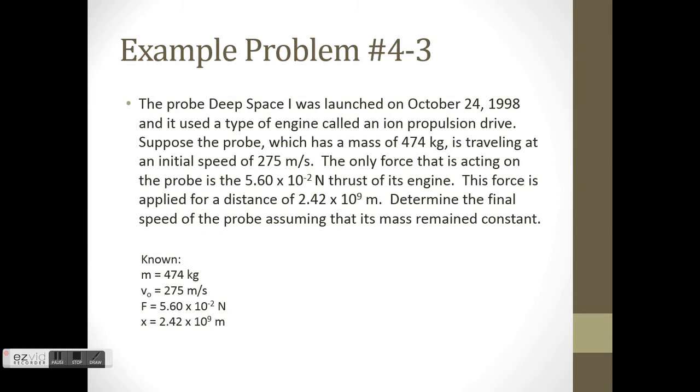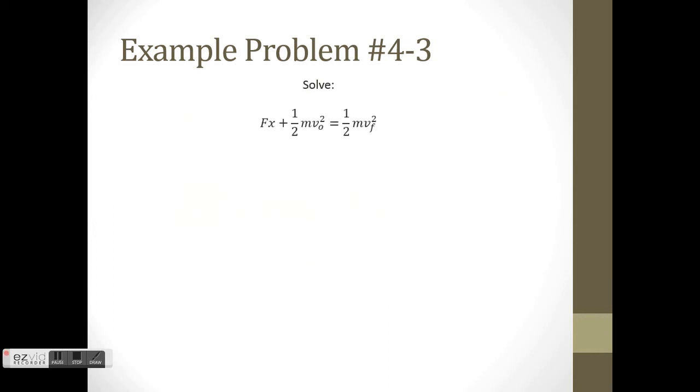So here are the known pieces of information: the mass, the force, the distance traveled, and the initial velocity. The unknown is final velocity, and the relationship I'm going to use is the work energy theorem: Fx equals 1/2 mv final squared minus 1/2 mv initial squared. So let's do some math. The first thing I'm going to do is add the initial kinetic energy over to the left-hand side of the equation.